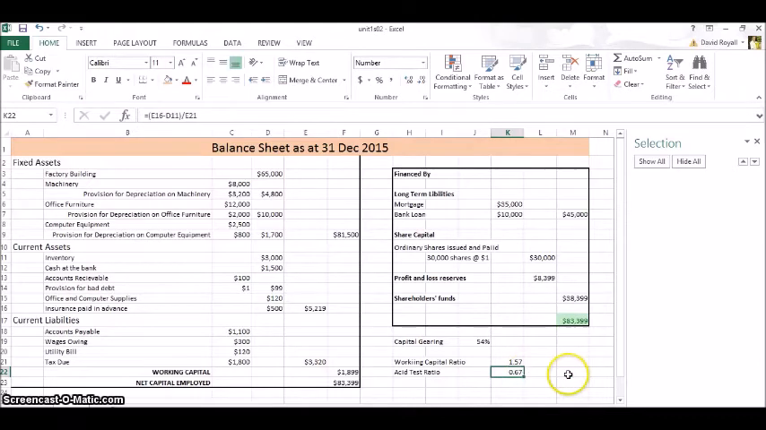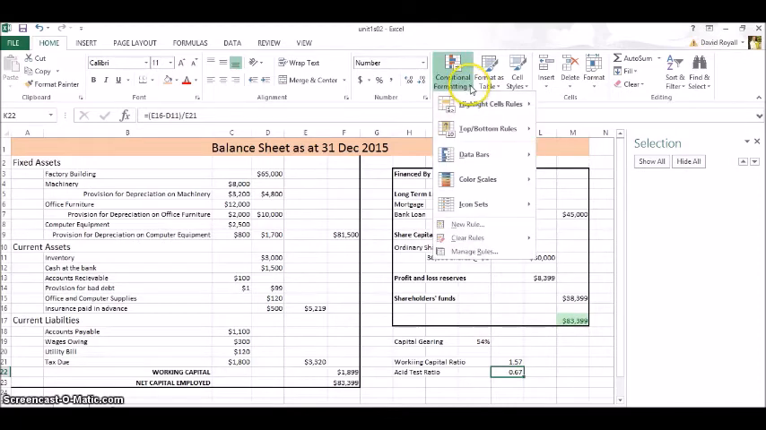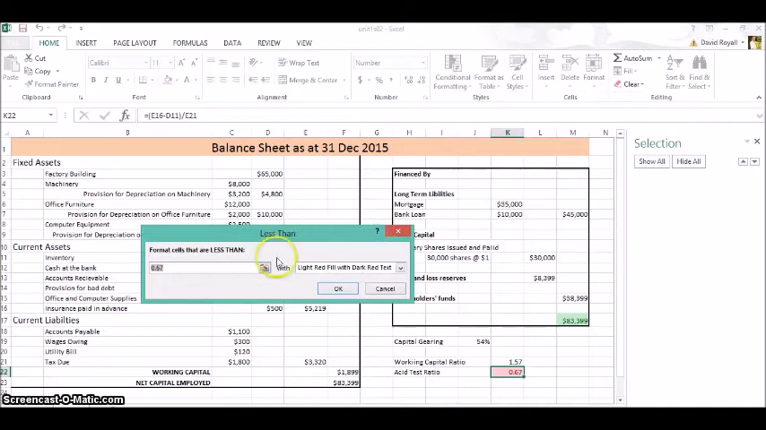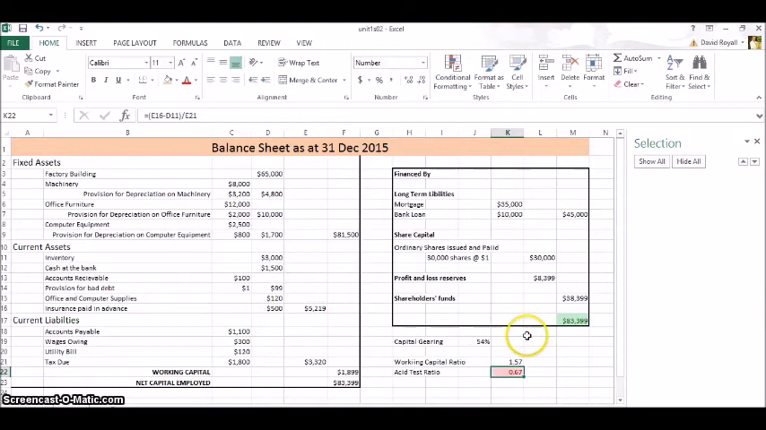Let's play around with a little bit of formatting again. So remember, if the acid test ratio is less than 1, then that could spell danger. So again, conditional formatting, highlight the cells. If it's less than 1, then we can choose what colour we want. I'm actually quite happy with the default. So click OK.